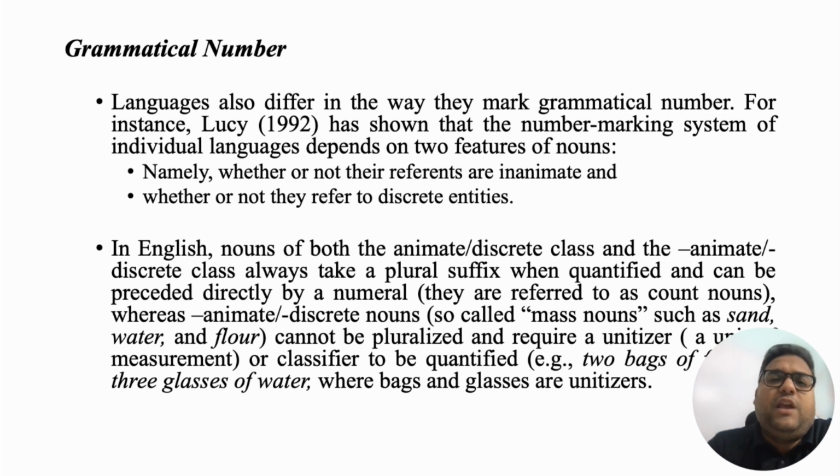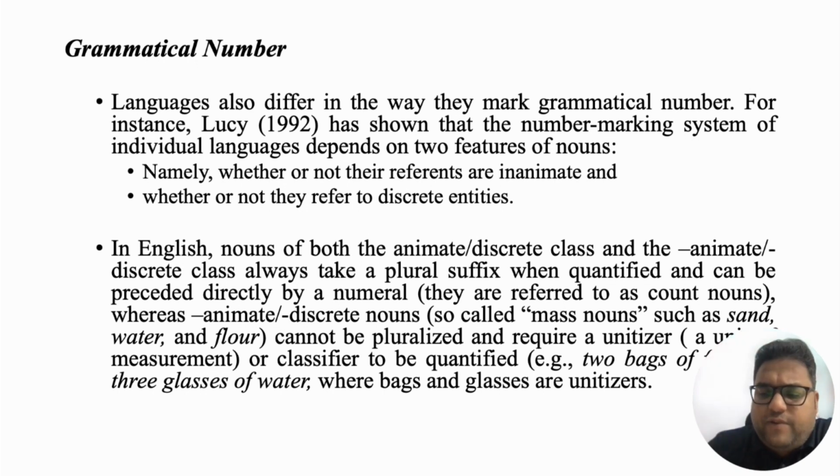Say, for example, if you want to talk about sugar, you won't say, oh, I need 2 sugars, you would say, I need 2 bags of sugar. Or if you want to talk about water, you would say, oh, I need 3 glasses of water. So basically what you're doing is using a unitizer so that the amount of water or the amount of sugar can be discretized. And then you are able to quantify them by putting these numbers in front of them.